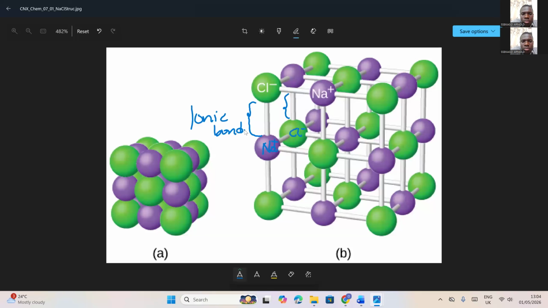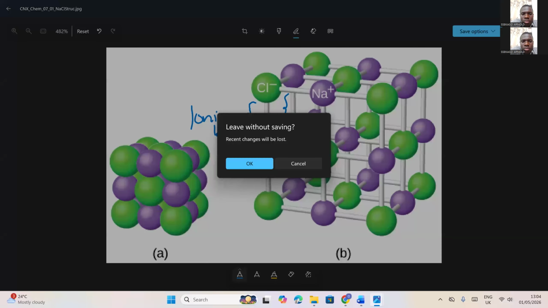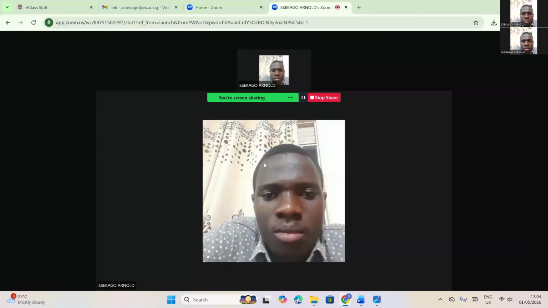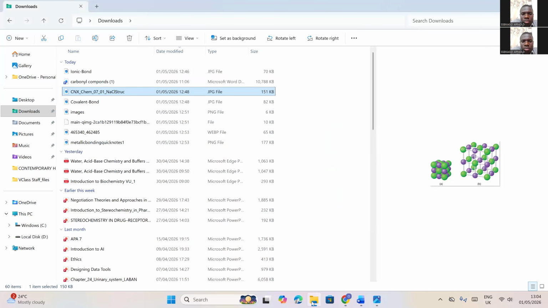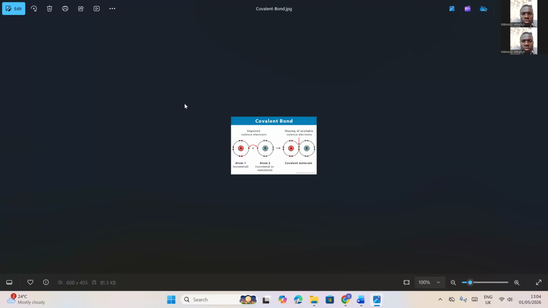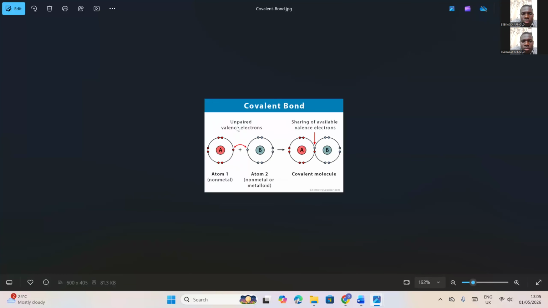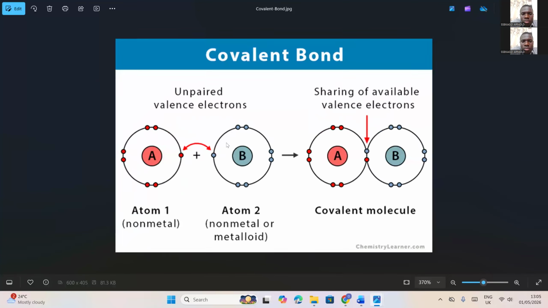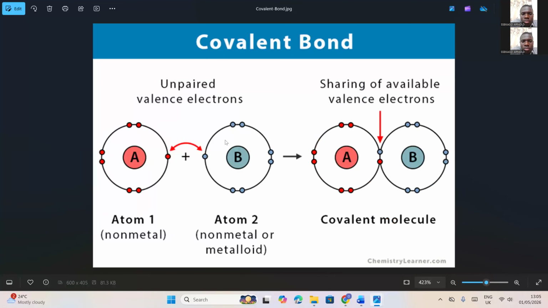Allow me to stop sharing this. Then I share another type of structure: covalent bonding. Covalent bonding involves sharing of electrons. We saw that it involves sharing of electrons between atoms of non-metals.